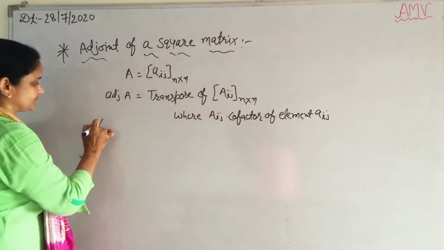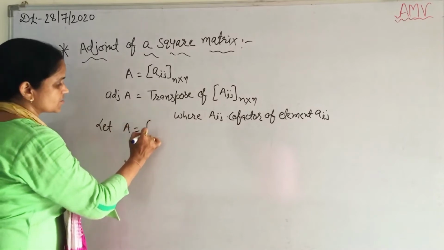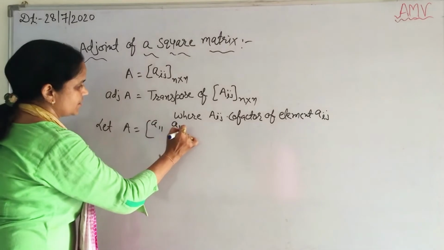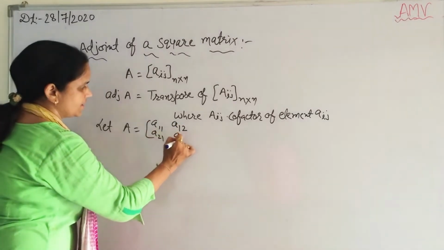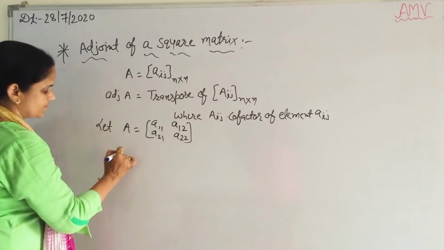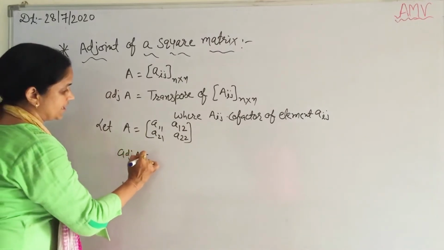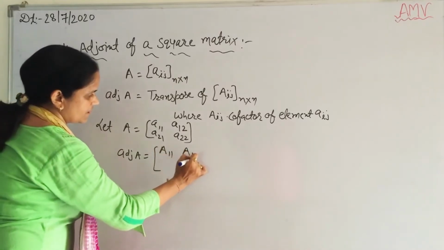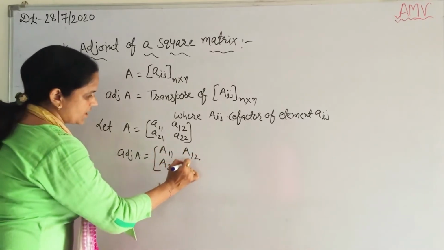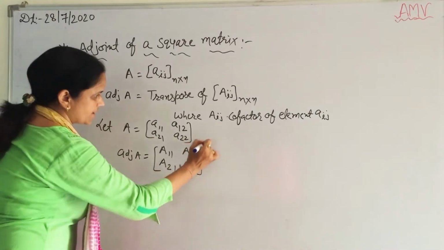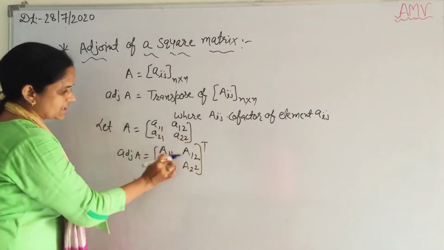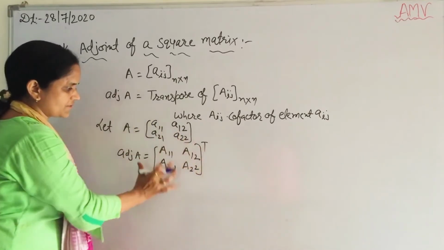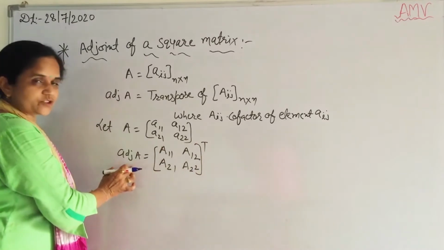Students, let A be a square matrix of order 2: a11, a12, a21 and a22. Then the adjoint of A is [A11, A12, A21, A22] transpose. First find the cofactors of all elements and then the transpose of this matrix. It will be the adjoint.